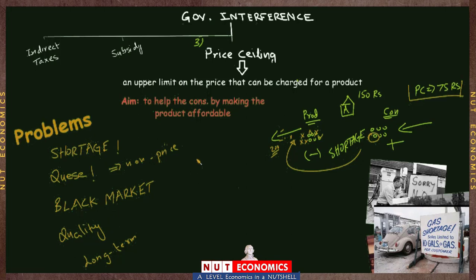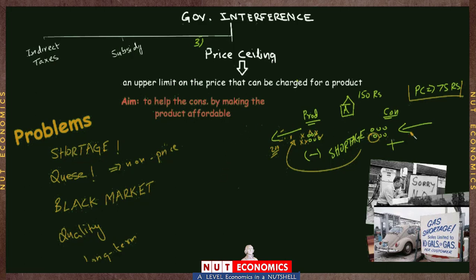So always remember from this discussion that in your A-level exam you will see in the past papers a very frequent and often repeated question: do price ceilings succeed in achieving the aim of helping the poor consumers in the society? And this whole discussion is the analysis part of that answer, that no, these price ceilings don't work.